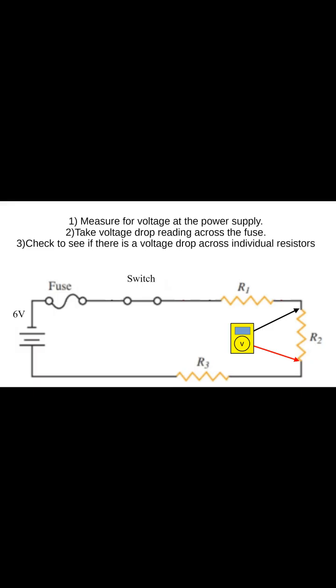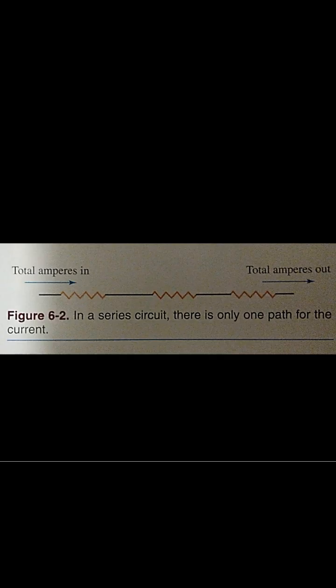A short circuit is another possible problem. If one of the resistors is shorted, that resistor will show a voltage drop of 0. The other resistors in the circuit will drop the entire source voltage.